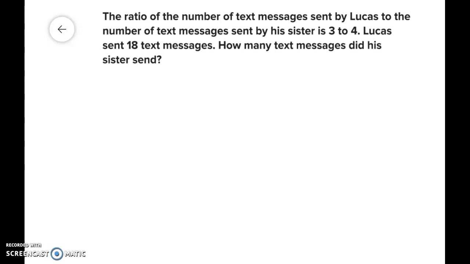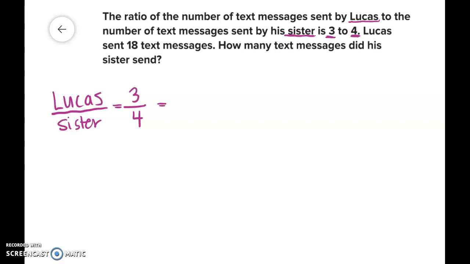So here we have to remember that when we're giving a ratio, the word that comes first, so we have Lucas and the number 3, and then we have his sister and the number 4. So I know that I'm comparing Lucas to his sister, and I know that Lucas sends 3 text messages for every 4 that his sister sends.